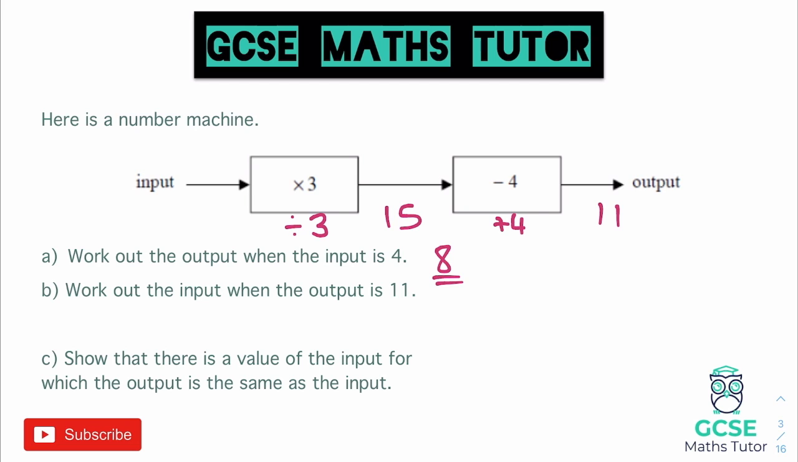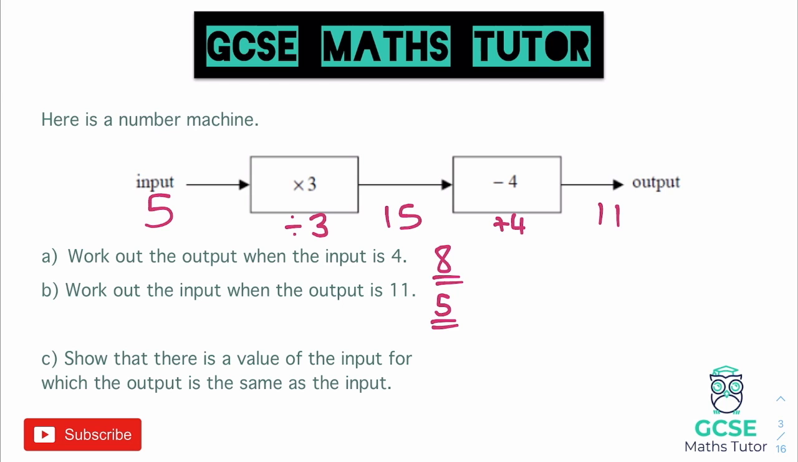So what was it when we divide that by 3? We get an input of 5. And the good thing about this, you can check it again going forwards. So 5 times 3 is 15, add 4, take away 4, which was the original function machine there, which gets us to 11. So that works, that must have been an input of 5.